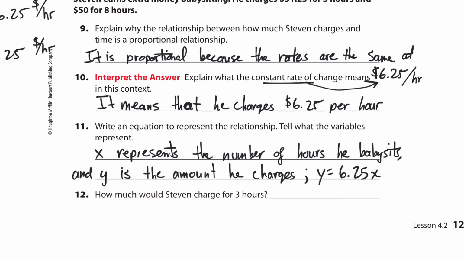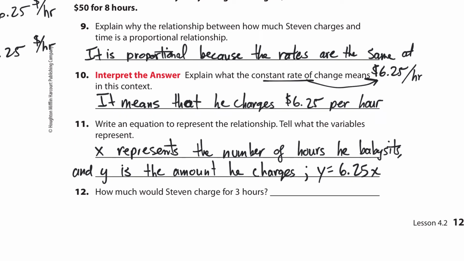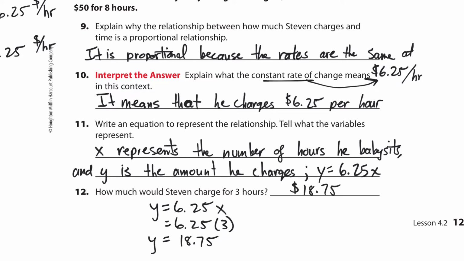So how much would Stephen charge for 3 hours? To get that, we would take our equation, y is equal to 6.25 times x, and we'd have 6.25 times 3 for the number of hours that he works. And that's $18.75. So he would charge $18.75.